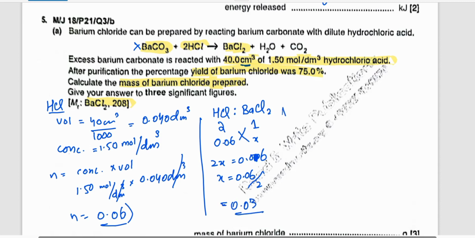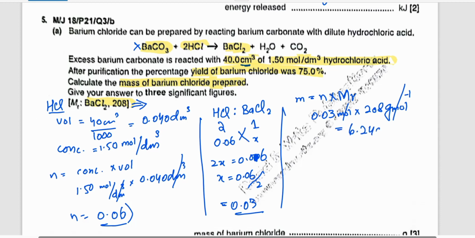of barium chloride. So what we have to find is mass. Mass is equal to number of moles multiplied by the molar mass. The molar mass we have been given, and the moles are 0.03. Multiply by the molar mass, which is 208 gram per mole. The mole will be cancelled, so simply 0.03 will be multiplied with 208. So what we get? We get 6.24 gram.